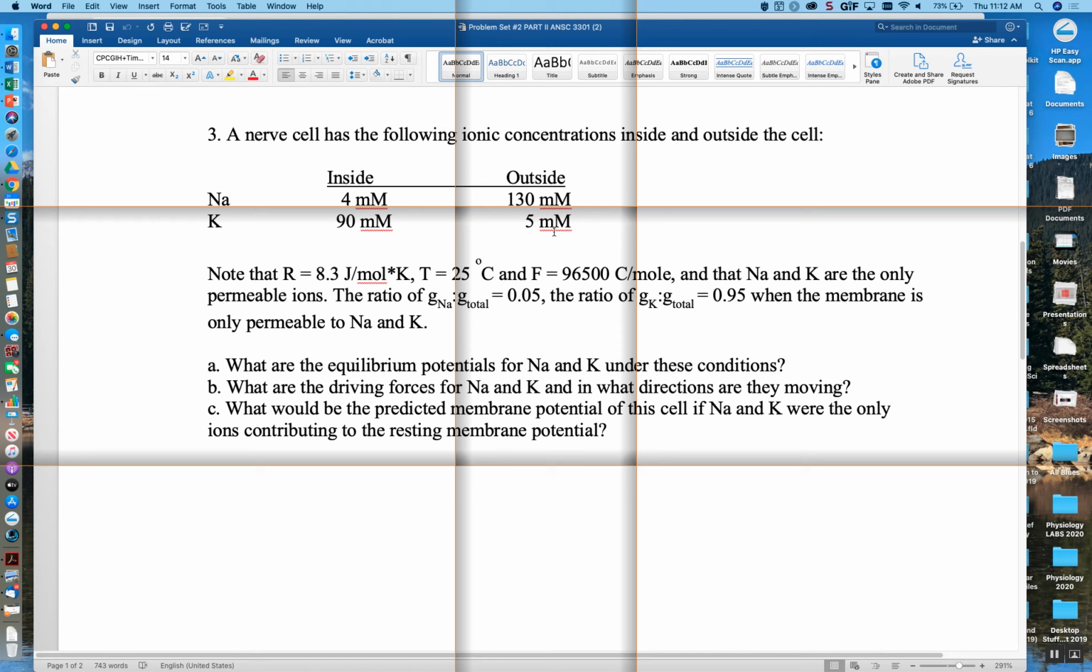All right, so let's do potassium. We can actually just substitute this out. Potassium, same value, same temperature. Z is still plus 1. Calcium is plus 2, but potassium is still plus 1. Pretty good? Okay, so all of this is the same, but our concentration gradient is flipped. So it's going to be 5 over 90. Again, this is actually going to be in volts, and you're going to have to convert it to millivolts just by multiplying by 1,000.